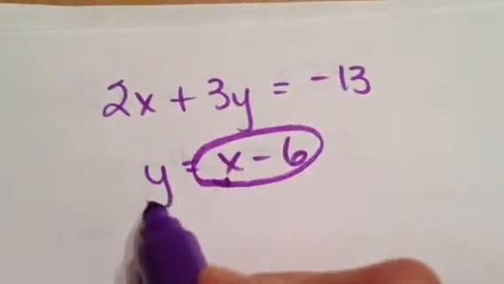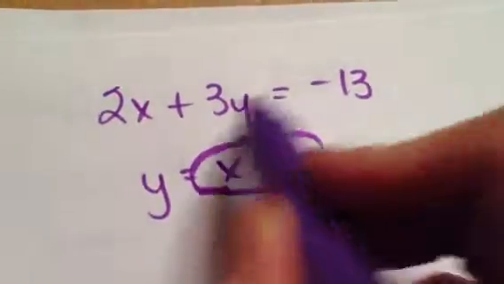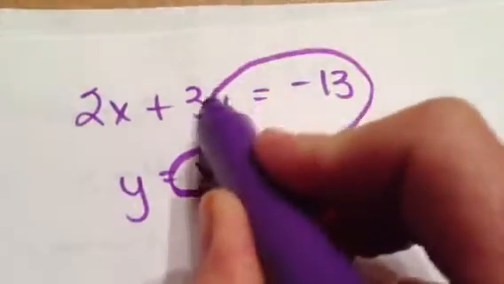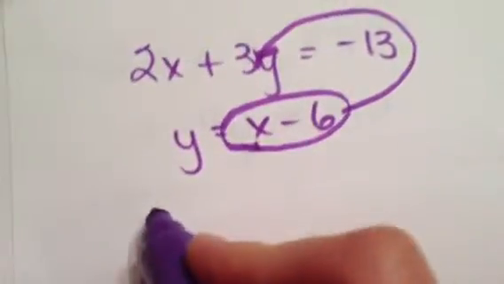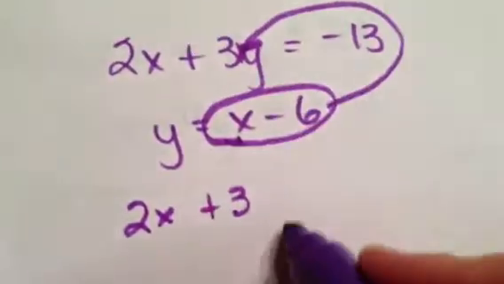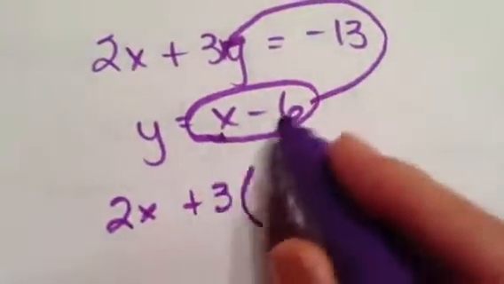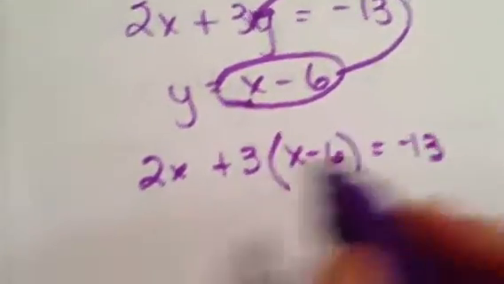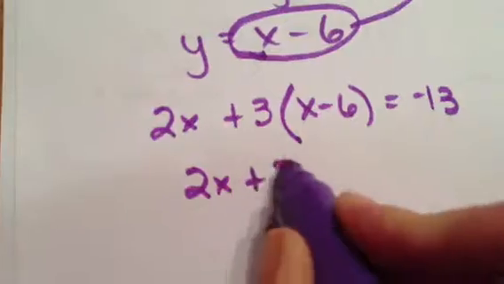And this is what y equals. So in the other equation, I'm going to look for the y. There it is. And I'm going to take this and substitute it in right there. So I've got 2x plus 3, but instead of the y, in parentheses, I'm going to put what y equals, x minus 6. Okay, and then we're just going to get rid of those parentheses.